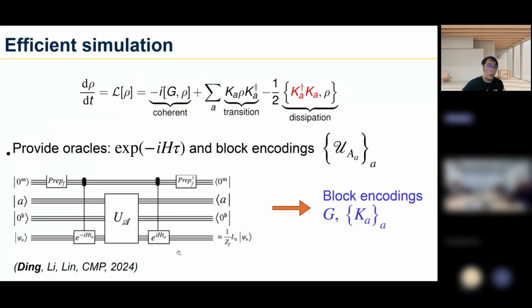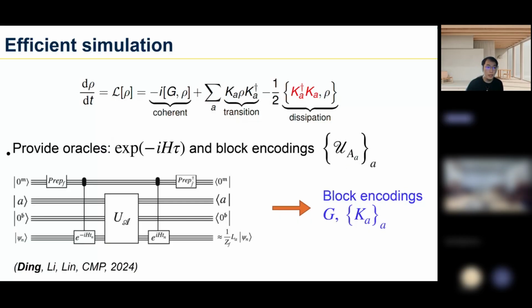the Hamiltonian evolution and the block encodings of the original coupling operator A. Then in our paper, we propose an efficient way to construct the block encodings of these two terms. It basically relies on this quantum circuit. To save some time, I'm not planning to tell you how to construct these block encodings in detail, but it only relies on the Hamiltonian simulation and the block encoding of A, and we can do it efficiently.